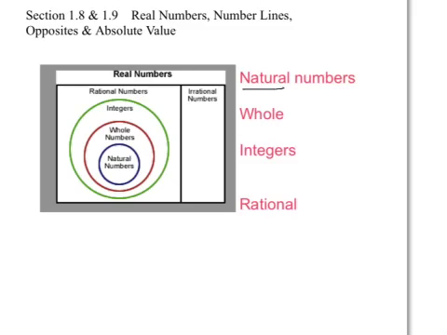So first we're going to be talking about natural numbers. Natural numbers are the ones that I like to say you learned naturally, meaning when you were a little kid you probably learned the number 1 first, and then continued on with the whole numbers. So natural numbers start at 1 and they go on to infinity. The ... means goes on forever.